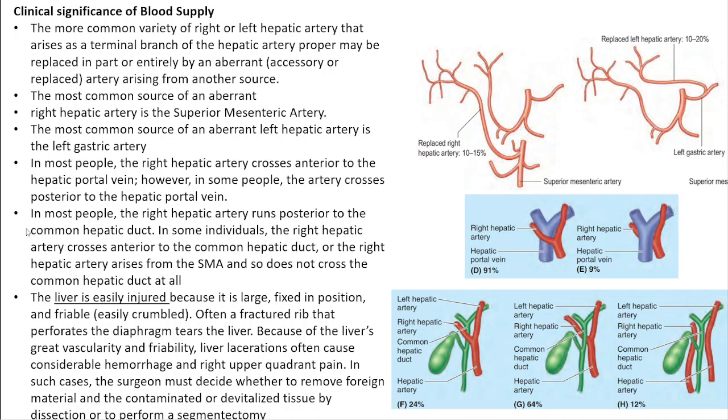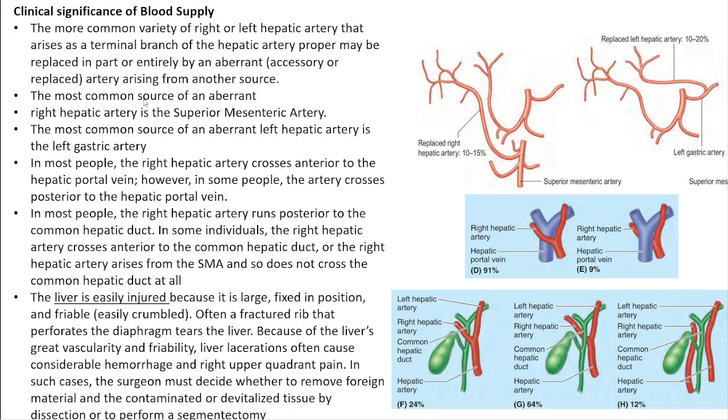Now, what is the clinical significance of the blood supply of the liver? A lot of it we have already talked about. The more common variety of right or left hepatic artery that arises as a terminal branch of the hepatic artery proper may be replaced in part or entirely by an aberrant artery, which is called an accessory or replaced artery. Accessory when it is supplying blood in addition to the regular artery; replaced when that is the only supply, there is no blood coming from the conventional origin but only from a different origin.